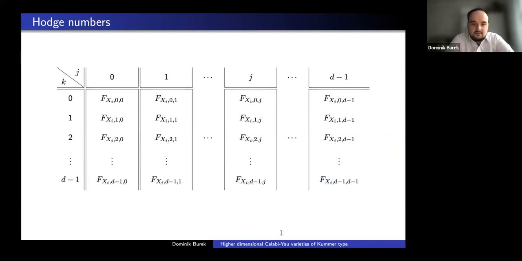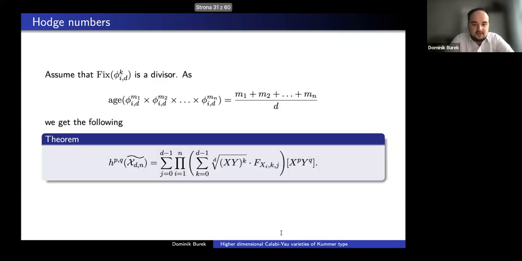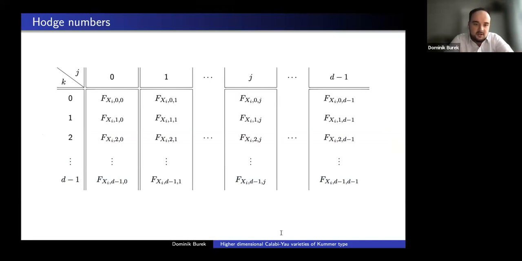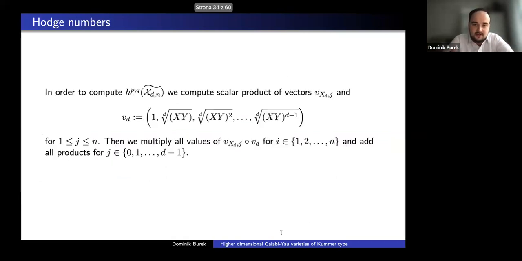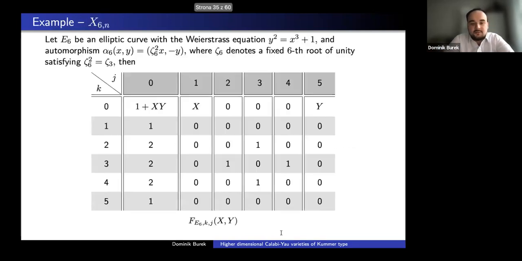So maybe this is a description of how easy it is if we form the following tables, where entries are Poincaré polynomials of these fixed loci of powers of automorphisms. Then it is just a scalar product of that vector with that vector v_d. And then we need to multiply all values of that vector and sum and add these vectors for j from 0 to d minus 1, and we can obtain the result. Using Maple, it's super easy.